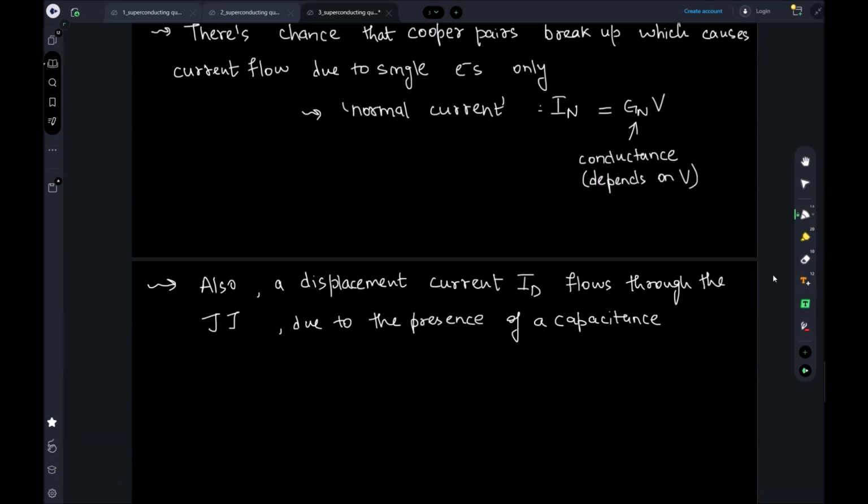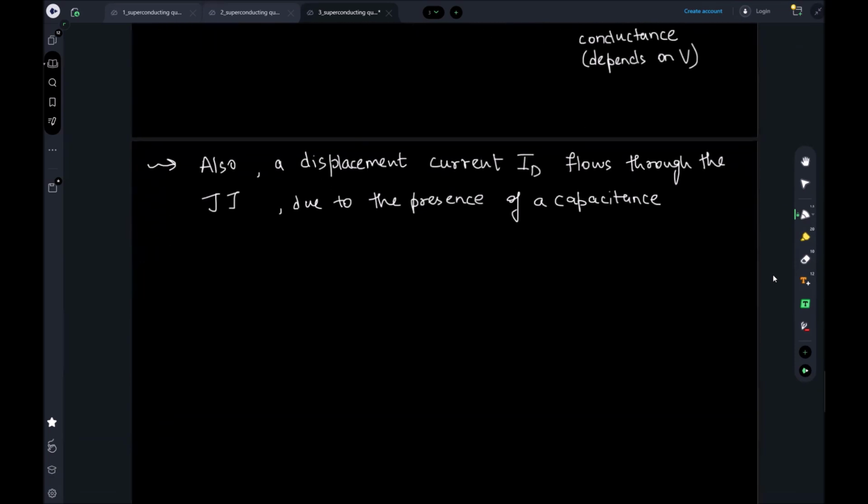Now I'm going to denote the junction capacitance as C, and so we can write the displacement current as simply C dV by dt. And from the above three types of current that we have mentioned, the total current flowing through the junction can be written as.